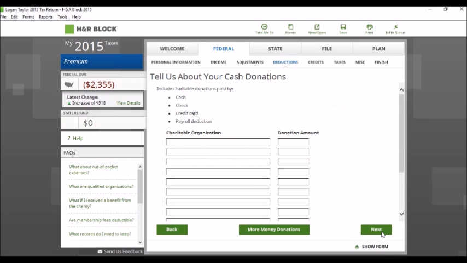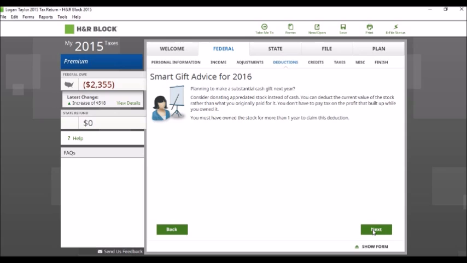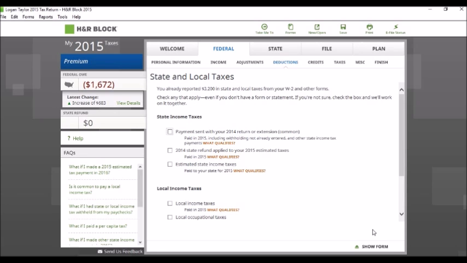And remember that because he is a cash basis taxpayer, as are all individual taxpayers, it doesn't really matter when he pledged the money, it only matters when he paid it. So this was to his church, and it looks like that's all he donated there.